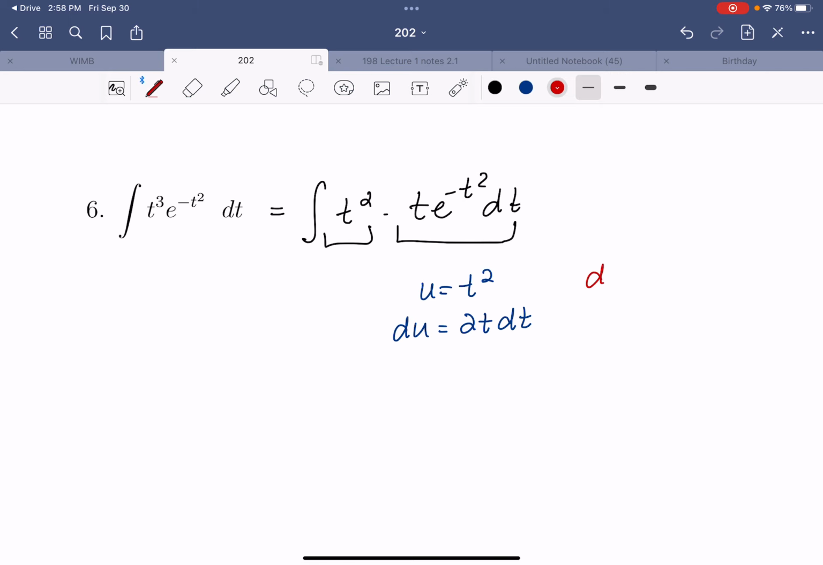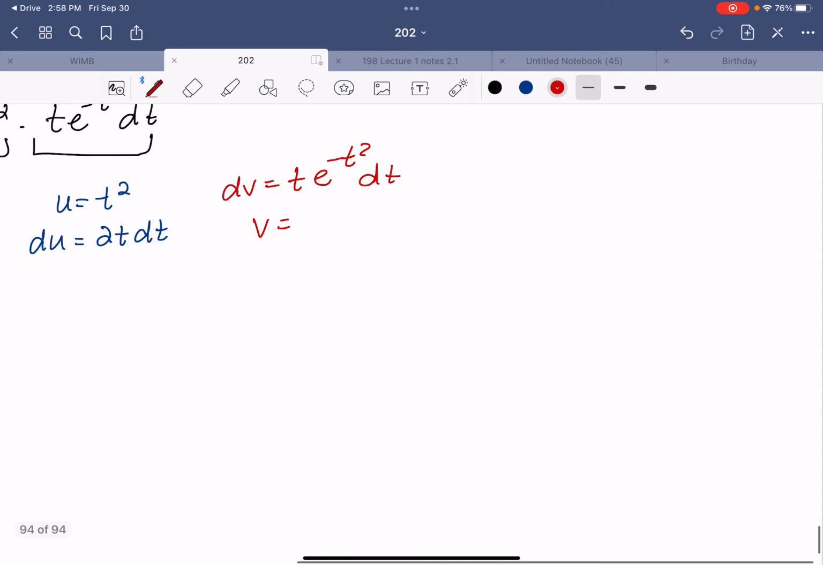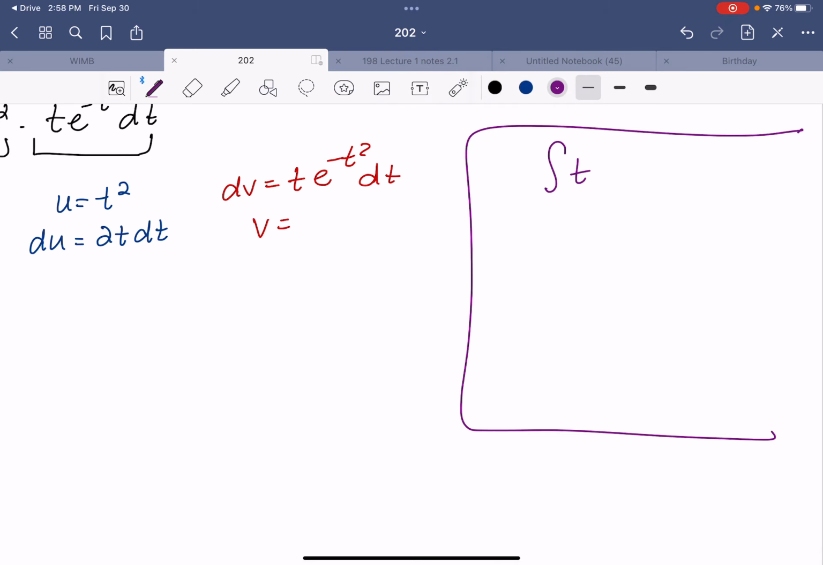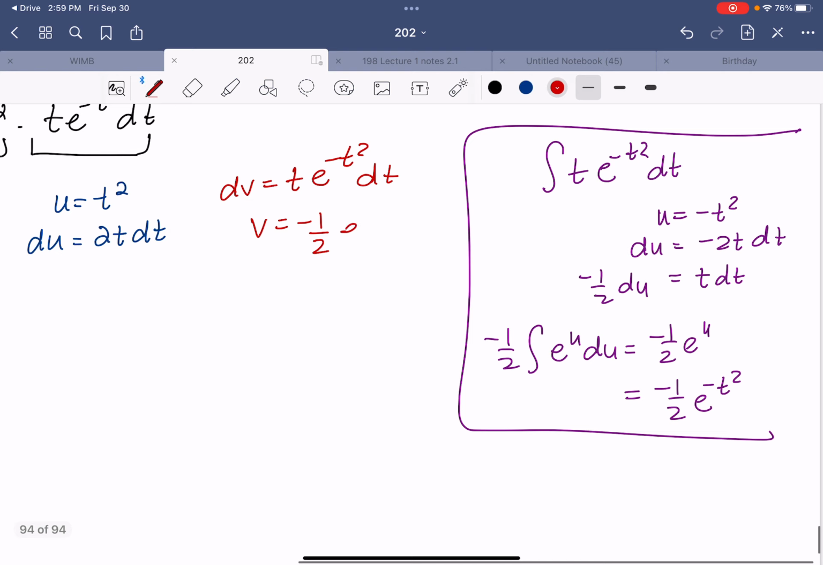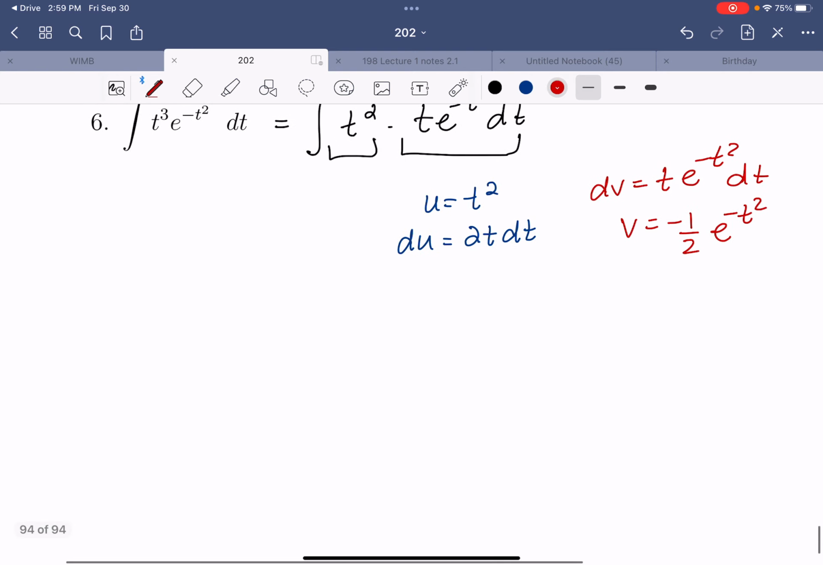Then your dv is the t e to the minus t squared dt. And we're looking for v. Okay, let's go over here to the side to get our v. So we're trying to find the antiderivative for t e to the negative t squared dt. I'm going to let u be negative t squared. Then du is negative 2t dt. I have the t dt, but not the negative 2, so let's divide that over. So this is negative 1/2 the integral of e to the u du, which is just negative 1/2 e to the u. And when we plug that back in, we get that the antiderivative of t e to the negative t squared is negative 1/2 e to the negative t squared. Okay, that we can bring over and use in our integration by parts.